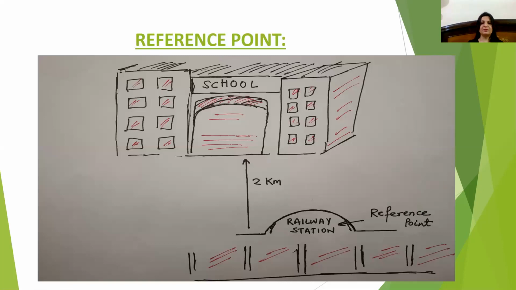Let's take one more example. Here we have taken the railway station as the reference point. And from the railway station, this school is 2 kilometers north. So any reference point can be chosen as per our convenience. You can choose your home as your reference point. You can choose your school as your reference point and measure the distance of other places from that reference point. So the reference point can be chosen as per our convenience.